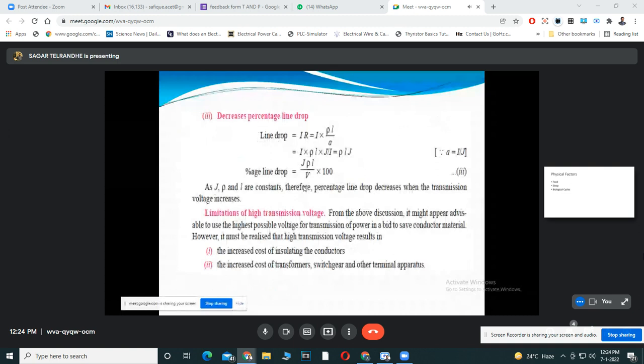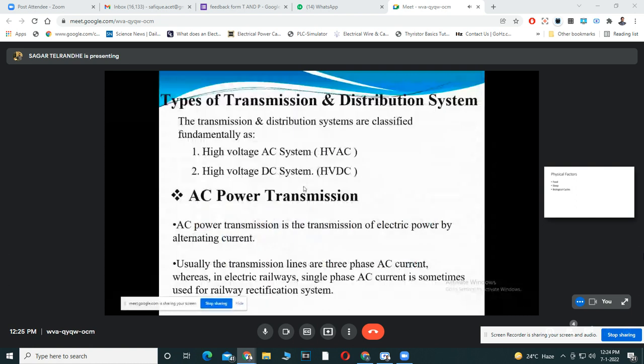The limitations of high transmission voltages are the increased cost of insulating the conductors, and the increased cost of transformers, switchgears, and other terminal apparatus. Types of transmission and distribution system. The transmission and distribution systems are classified fundamentally as high voltage AC system, HVAC, and high voltage DC system, HVDC.